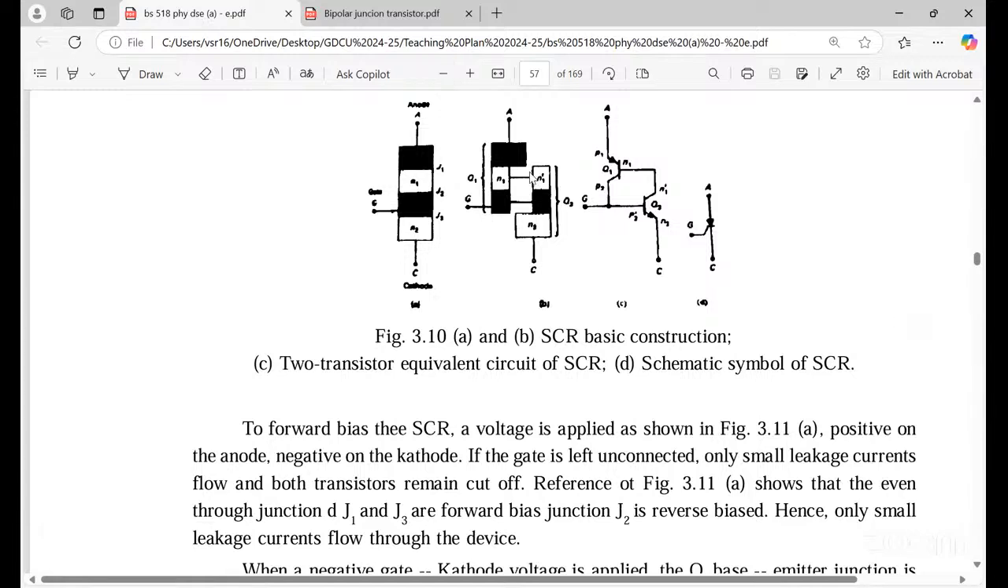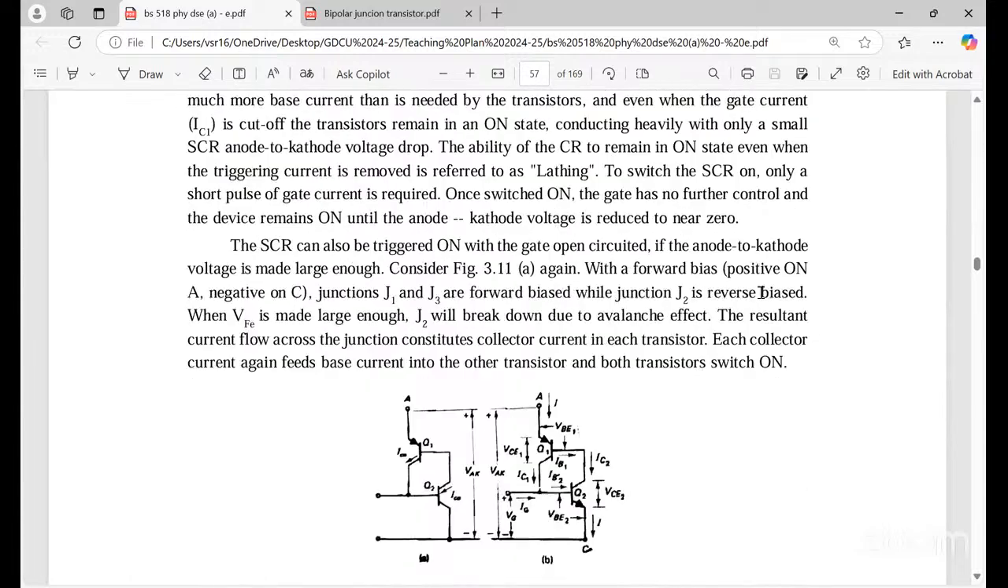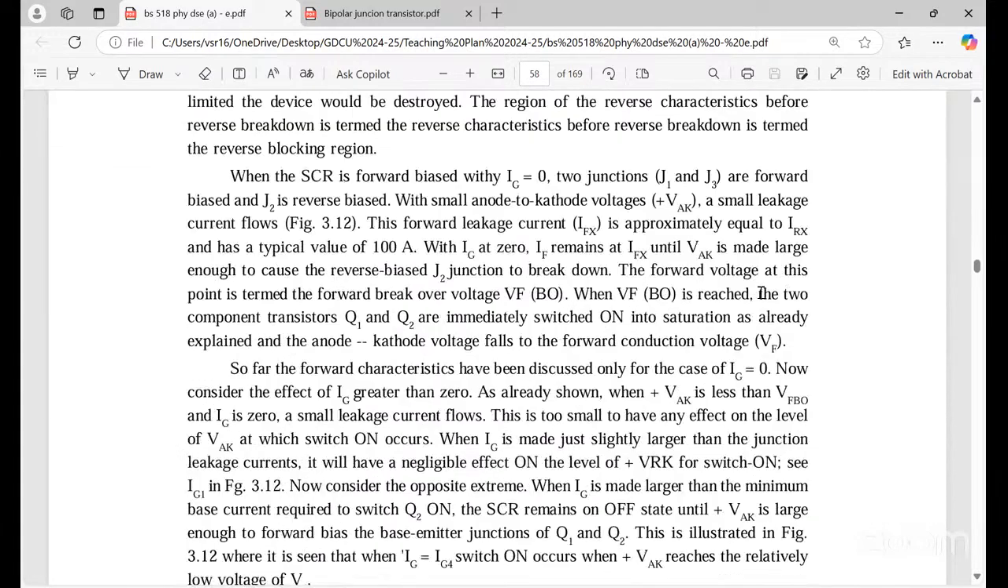So the two-transistor equivalent circuit here: PNP and NPN, like that, 2 transistors. This is NPN, this is PNP. Okay, you can see the PNP, the base current is from emitter to the collector, NPN. So what is the symbol? This one: anode, cathode, gate. Then the characteristics.